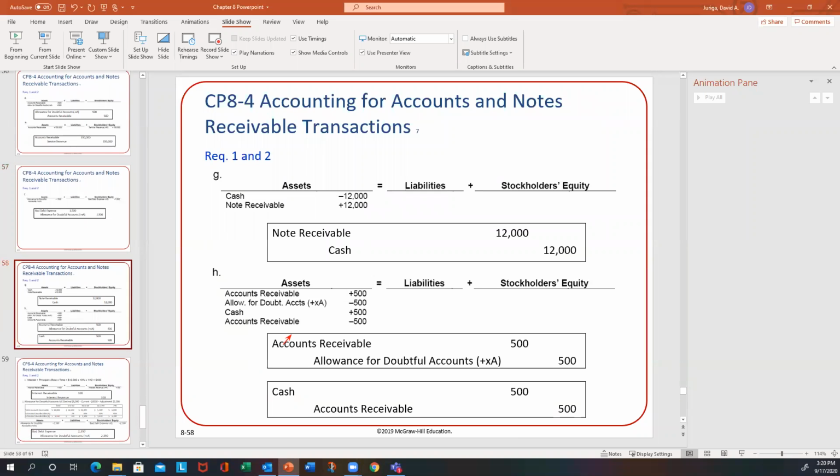And then the next one was simply just a note. You lent some money out, so you debit notes receivable, you credit cash. And then on letter H, it looks like this was again a recovery of $500. So you simply debit AR, credit allowance for the recovery amount, and then debit cash and credit accounts receivable for what they collected.